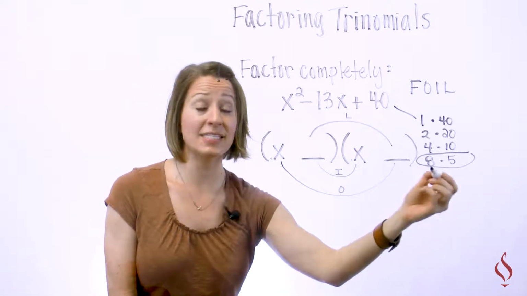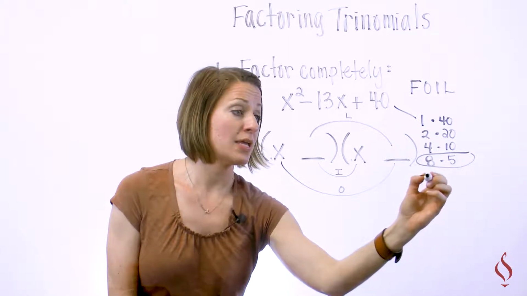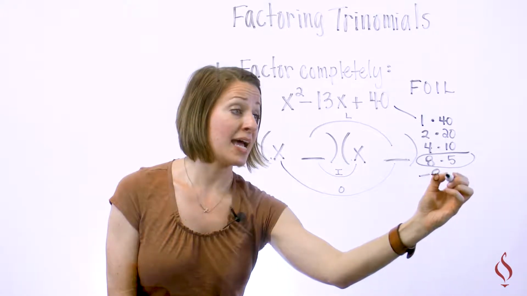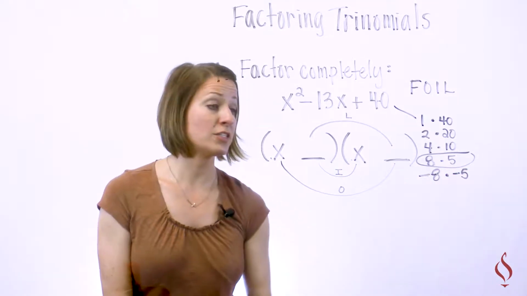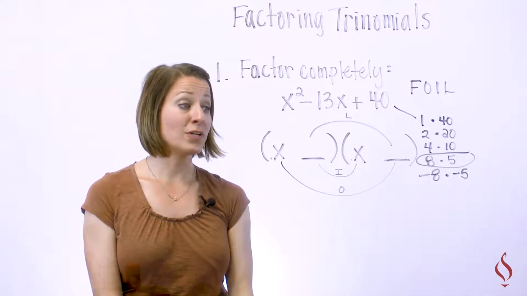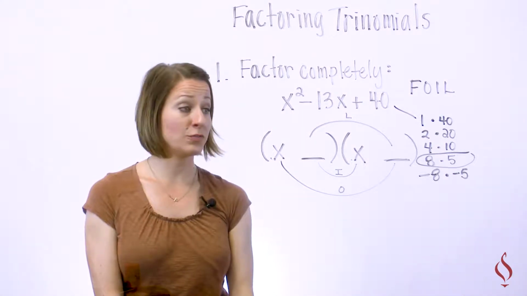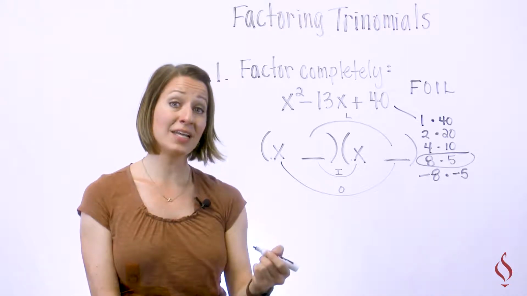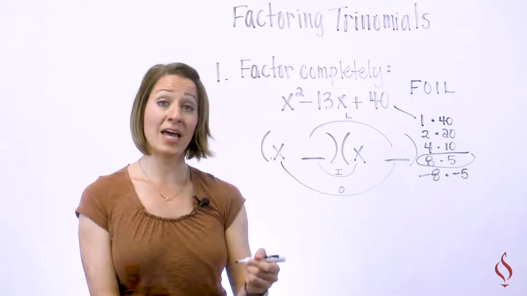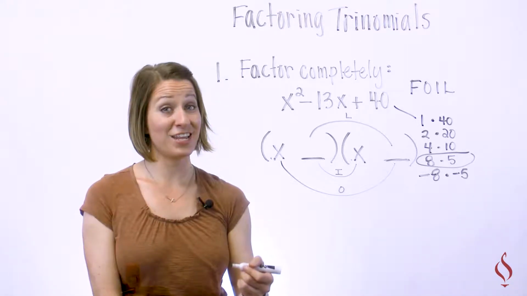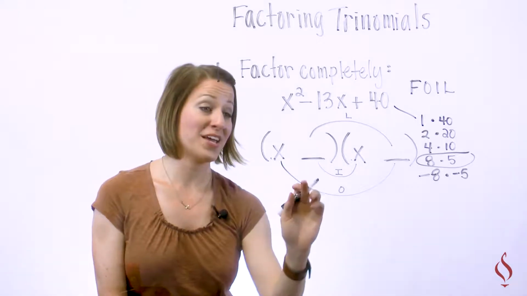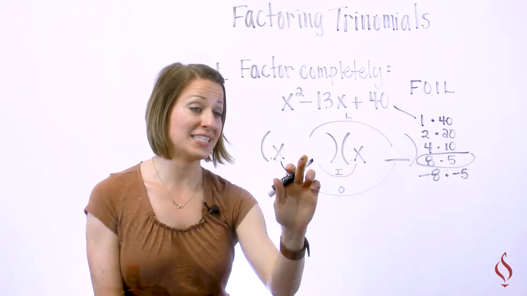However, if we take this same multiplication problem and add a negative to each of those factors, okay, negative 5 times negative 8 is positive 40, and then when you add those two factors together, it's negative 13. So we have found our numbers. I'm going to erase these lines.